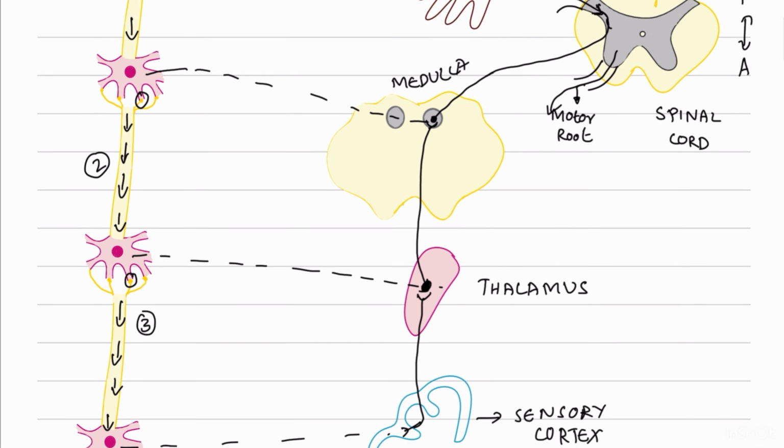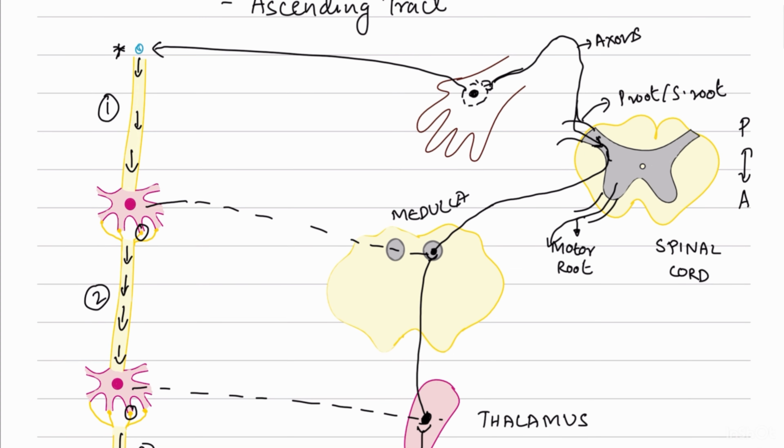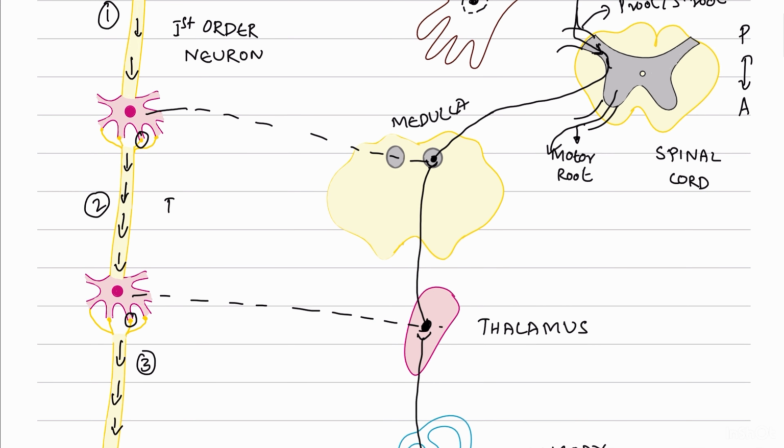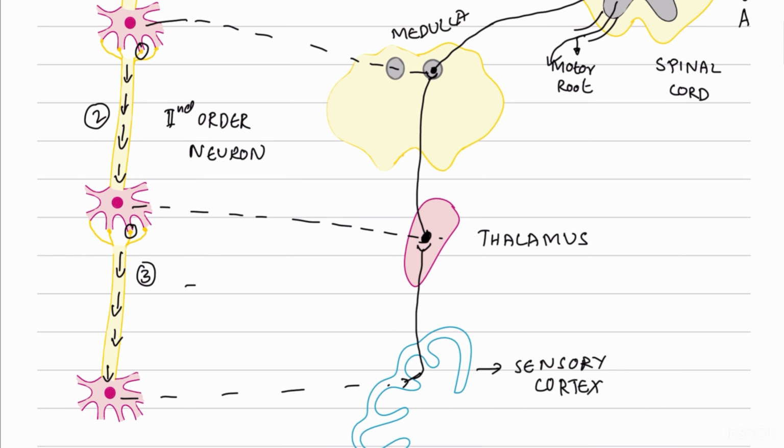The important point of this drawing is to show you the three levels of neurons. Our first neuron is what we call the first order neuron, the neuron present from the receptor up to the level of the medulla. The second neuron goes by the name second order neuron. And the third one, which ends at the sensory cortex, is our third order neuron.